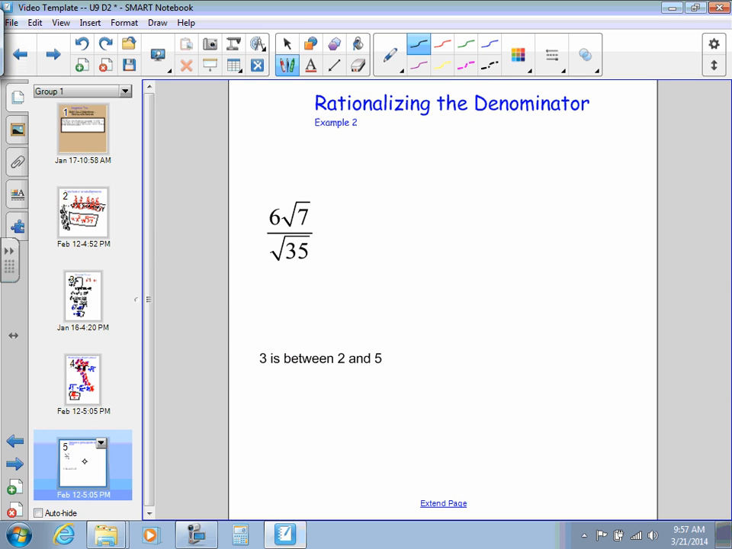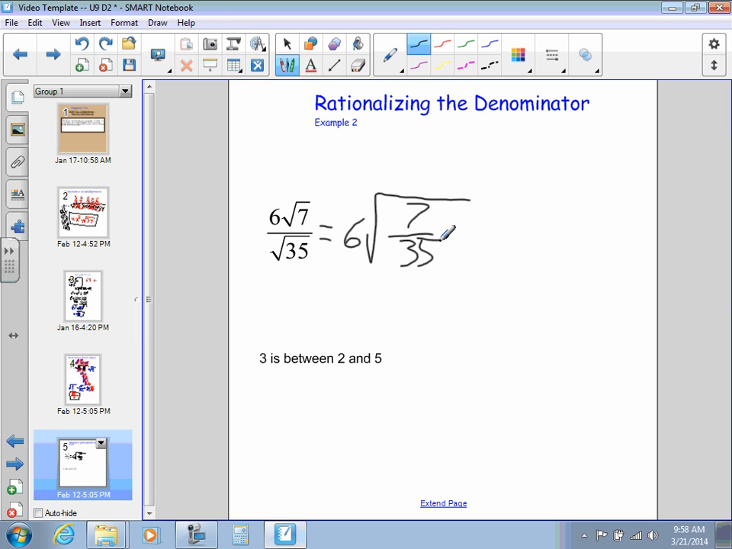Okay, let's try rationalizing the denominator one more time. Let's do another example here. So I can rewrite this as 6 times the square root of 7 over 35. I moved the 6 from the top of the fraction to out in front of the fraction, which doesn't change anything. And then I took the square root of 7 over the square root of 35 and turned it into the square root of 7 over 35.